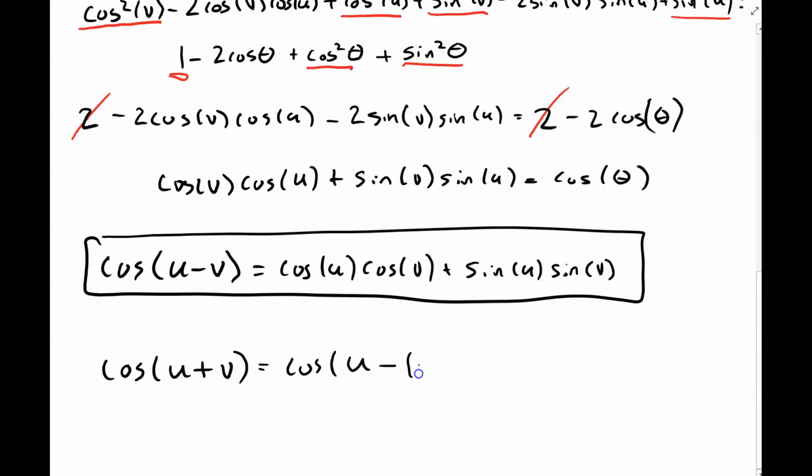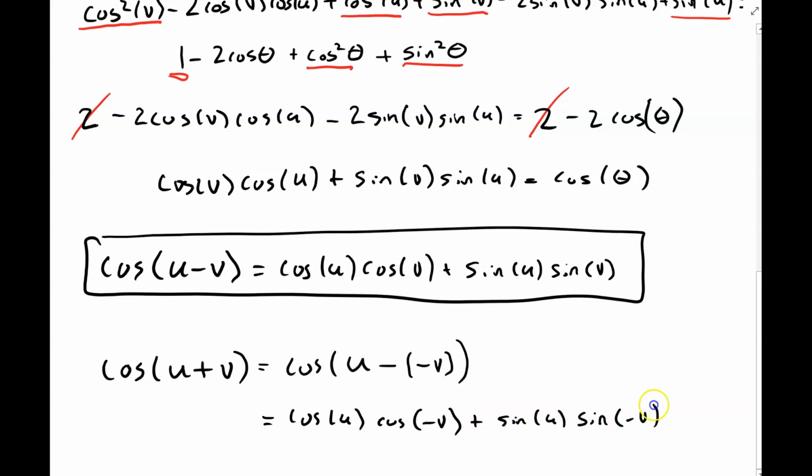How about minus the negative? Right? That's the same thing as addition. And now I can just apply the formula, the identity that we have above. So cosine u times cosine negative v plus sine u times sine negative v.